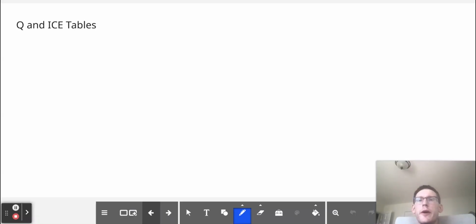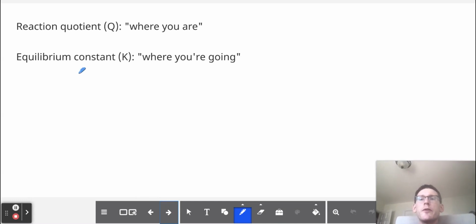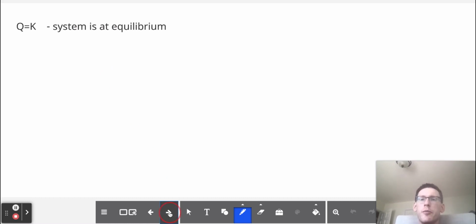In this video, we'll learn about the reaction quotient Q, and we'll use ICE tables to determine equilibrium concentrations. Now, we've learned about the equilibrium constant, or K, which is always where you're going in a reaction. It's a destination point. Always, no matter where you're starting, the system will proceed until concentrations satisfy this equilibrium constant. Now, the reaction quotient Q is just a matter of where you are in a chemical process.